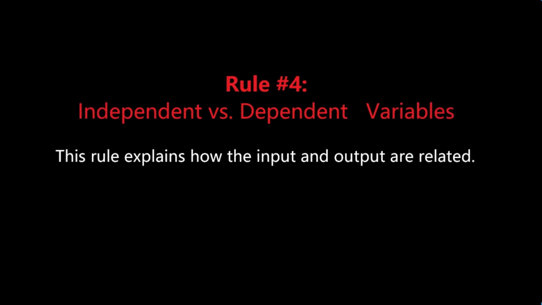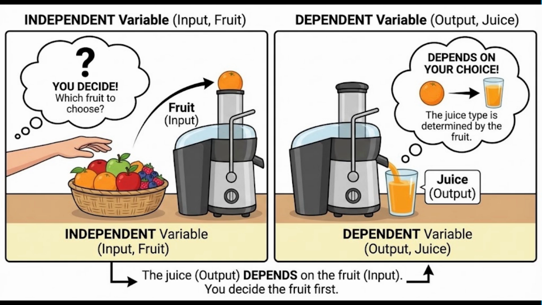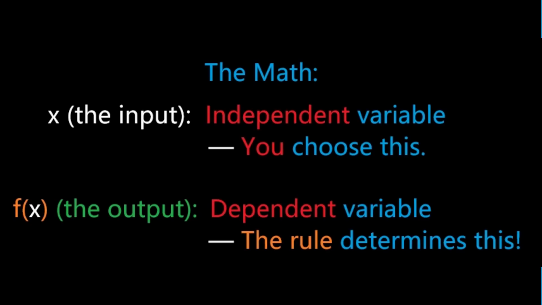Rule number 4, independent versus dependent variables. This rule explains how the input and output are related. The machine analogy: the juice, the output, depends on the fruit, the input. You don't choose the juice first. You must choose the fruit, the input, first. The math: x, the input. Independent variable: you choose this. f(x), the output. Dependent variable: the rule determines this.